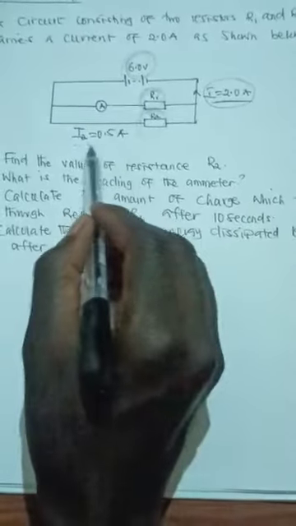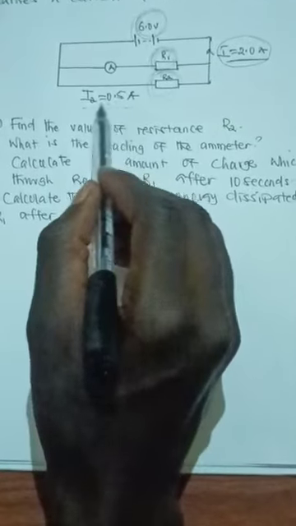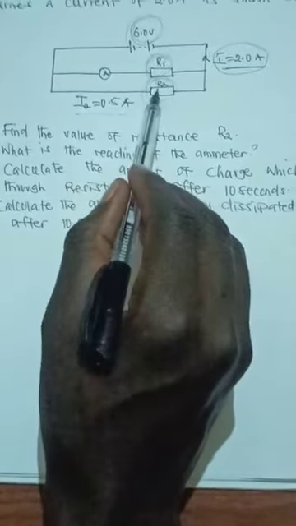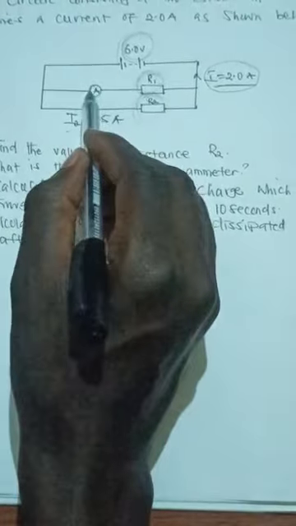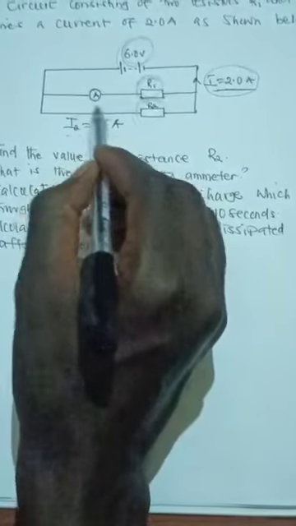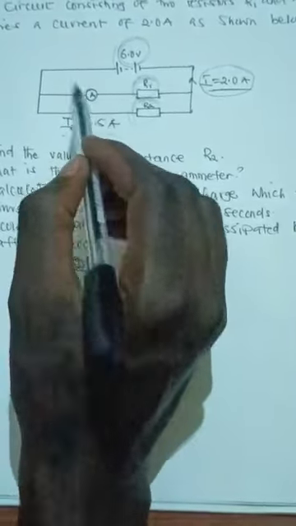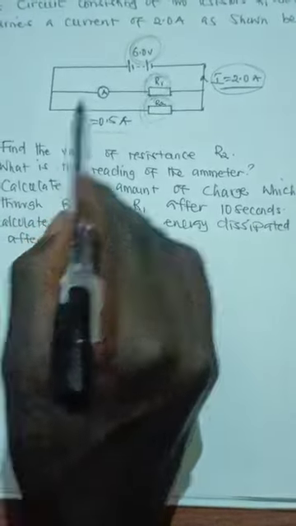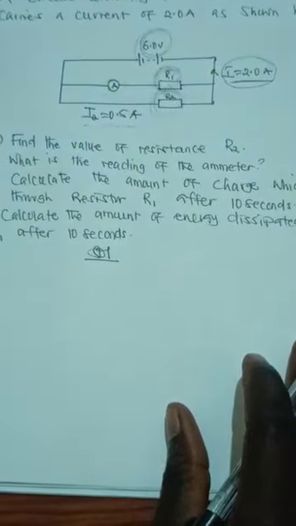Then this I2, which is here, 0.5, is the current flowing in R2 only. Then the instrument here, the ammeter, is measuring the current flowing in resistor 1 only. So let's now go to the question.